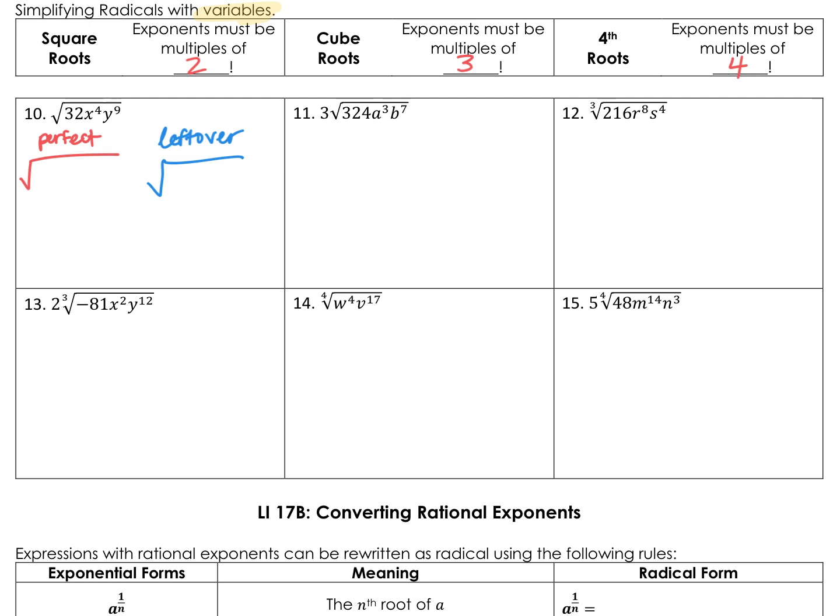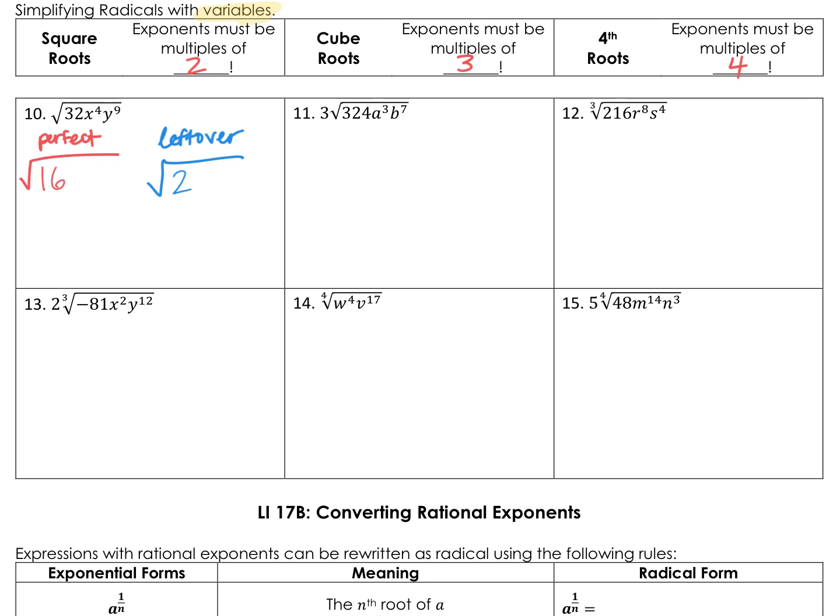Okay, 32. I need you to take a moment and make sure you're looking. This is a square root because there's not a number in the index. It's implied that it's a 2. What's the largest perfect square that 32 divides by? Look at the square column. It's 16. 32 divided by 16 is what? 2. Okay. 16 times 2 is 32. 16 is the perfect one. 2 is the leftover, what you get when you divide by 16. Are you with me there?